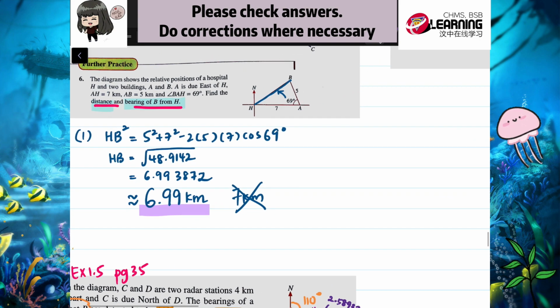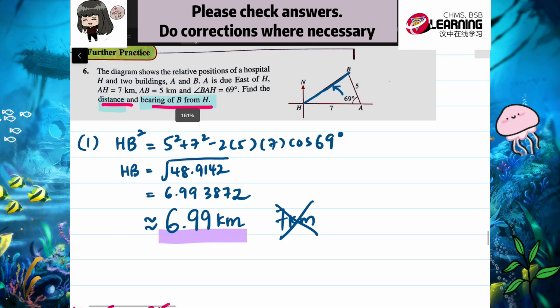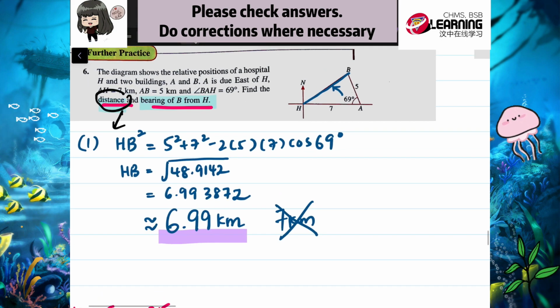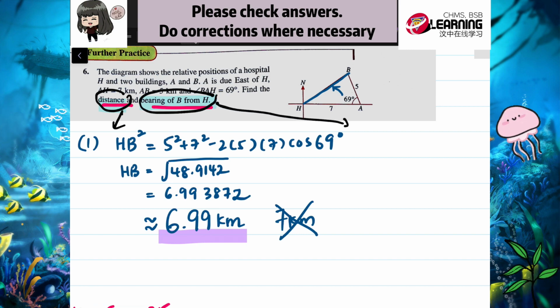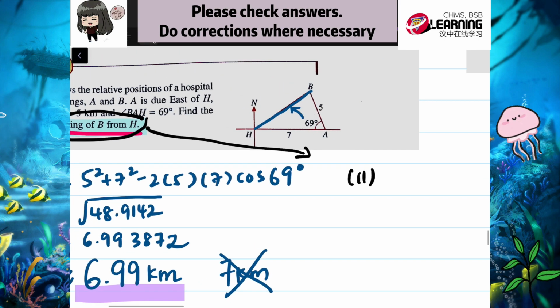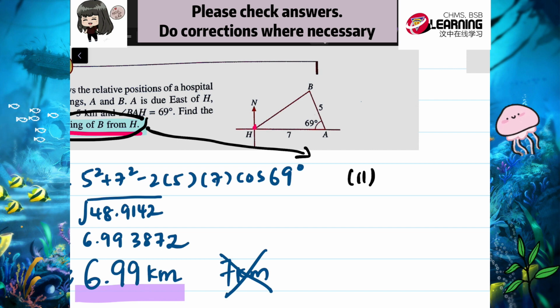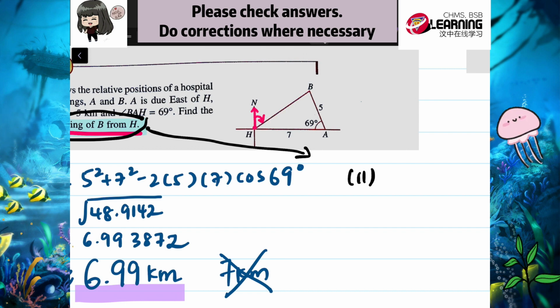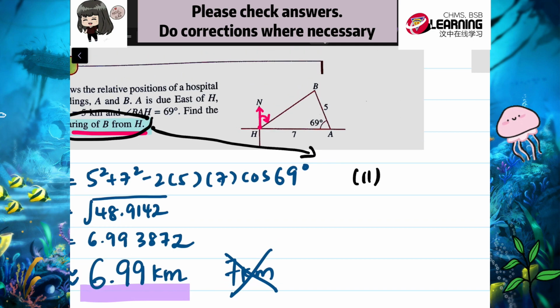Okay, let's go to part 2. Even though they did not mention part 2 here, the question mentioned the distance and the bearing of B from H, which I'm going to explain now. Bearing of B from H: you must form a north line at H like that, and then the angle is here because your HB is here. So this is the angle that you're going to find. But before you find this angle, you have to find this other angle first.